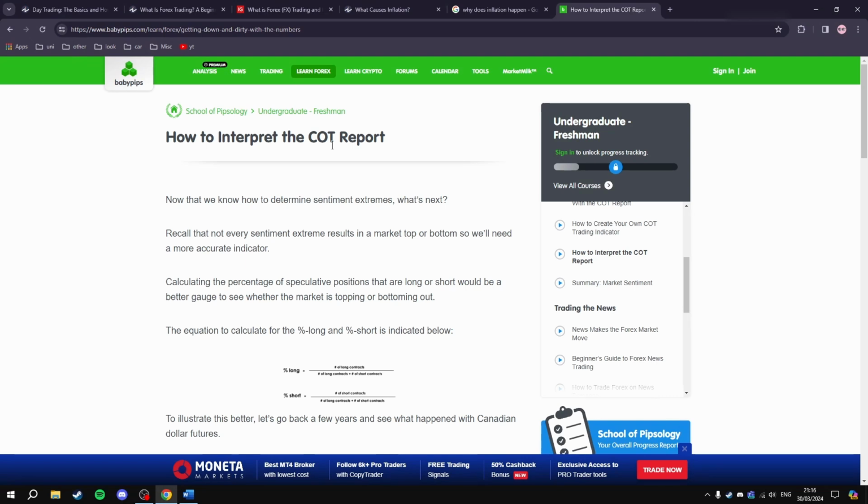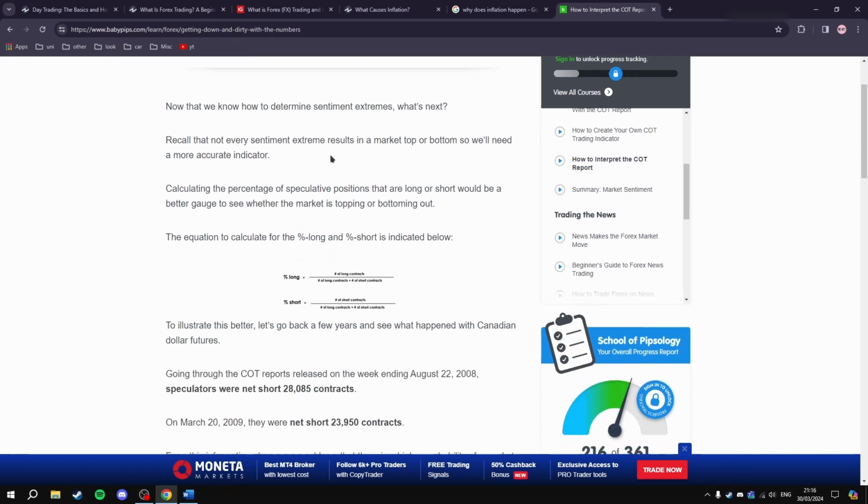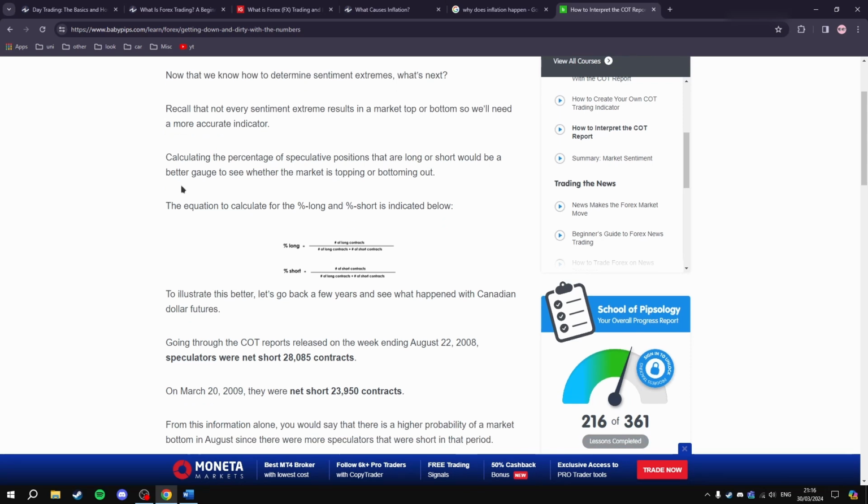So how to interpret the commitment of traders report. Now that we know how to determine sentiment extremes, what's next? Recall that not every sentiment extreme results in a market top or bottom, so we'll need a more accurate indicator. Calculating the percentage of speculative positions that are long or short would be a better gauge to see whether the market is topping or bottoming out.